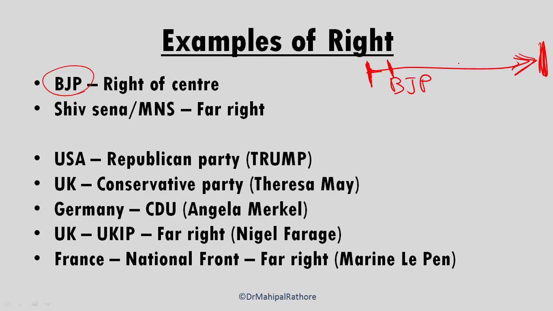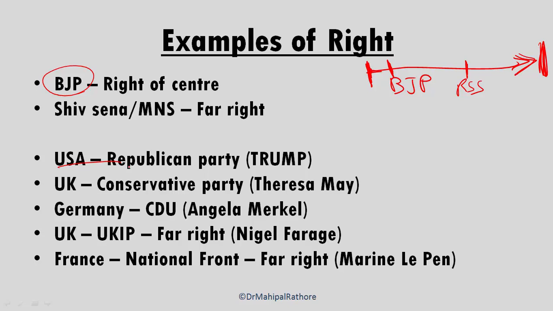Then if you move further right, far right, we have parties like Shiv Sena, MNS that are more extreme in the conservative values, in the preservation of the traditional values. They are a bit more extreme than the center right parties. So that is why they are called far right, Shiv Sena, MNS. Also you can consider RSS, although it is not a political party, but still you can say that RSS is a far right group.